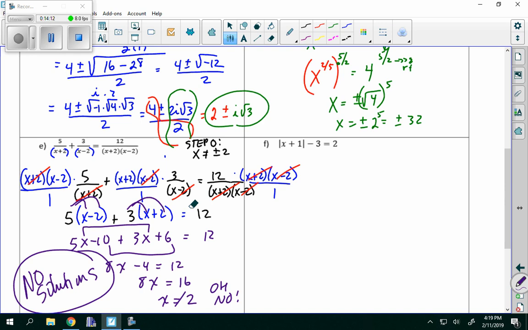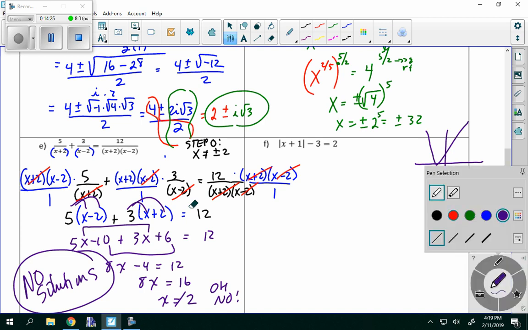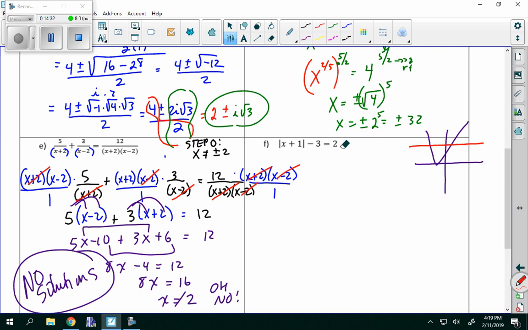Okay, so absolute value equations. And what I want you to keep in mind is that when you have an absolute value equation set equal to a constant, you know that the V, which is your absolute value, and the constant, which is your horizontal line, will intersect in 2 places, which means you will have 2 answers here. So you always have to keep that in mind.